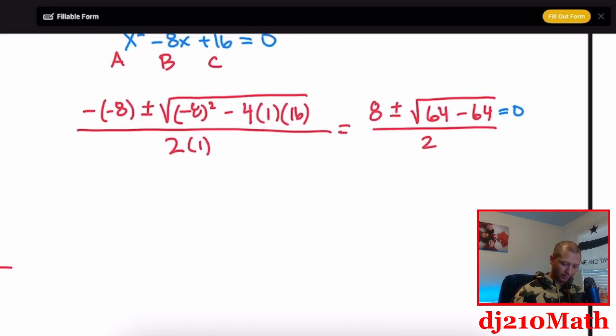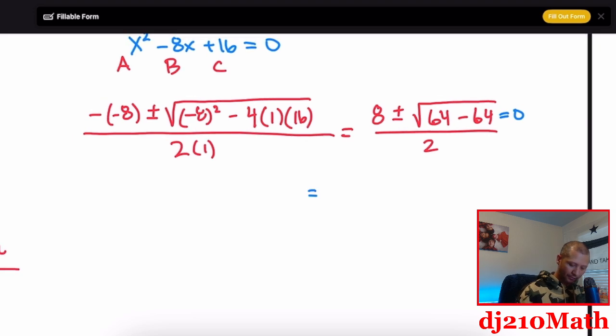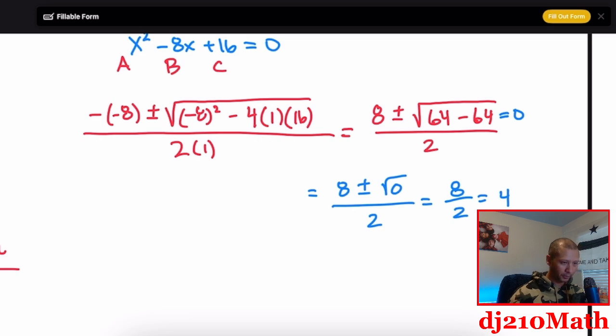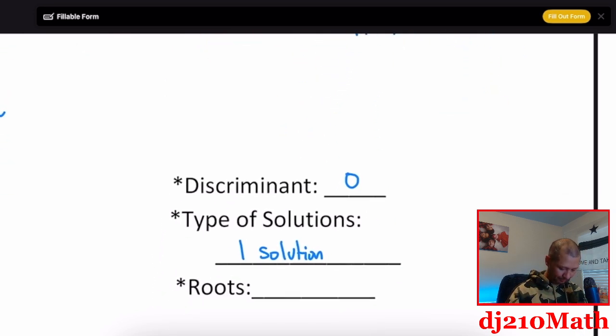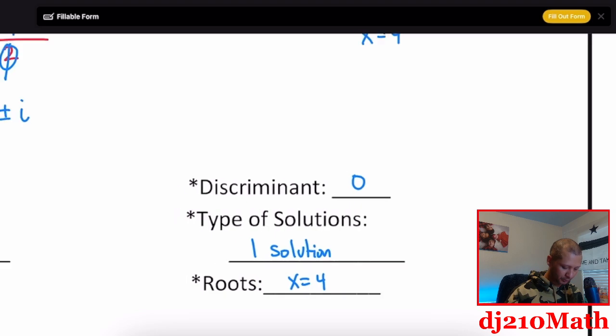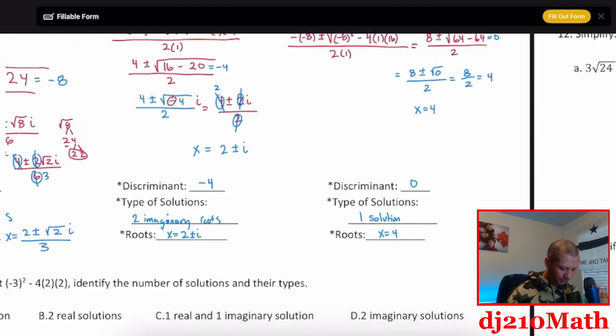So what is that solution? Let's see. We have 8 plus or minus the square root of 0, which is 0, over 2. So 0, so just 8 over 2, which is 4. So x is equal to 4 is our solution. We only have one root, one solution. Okay.